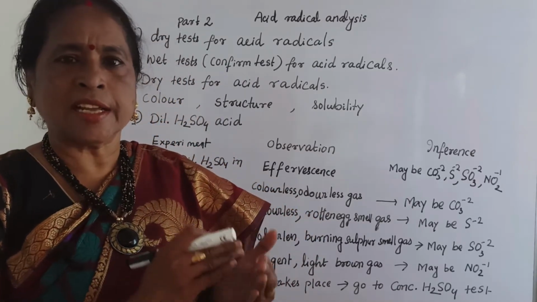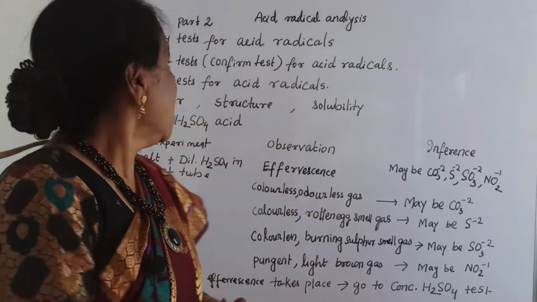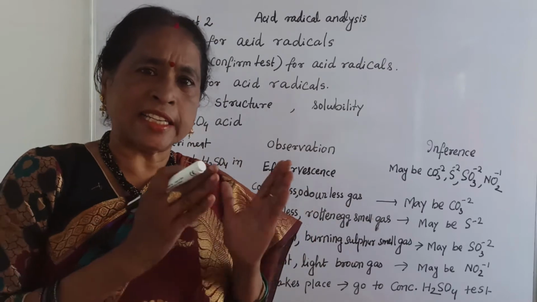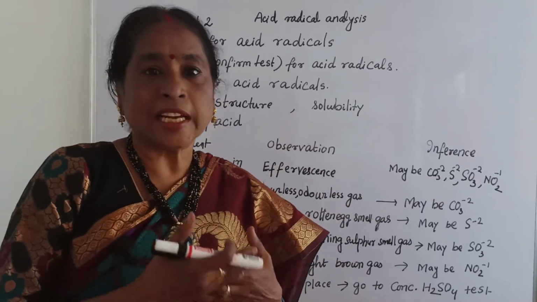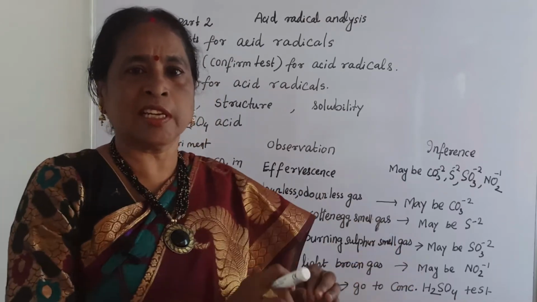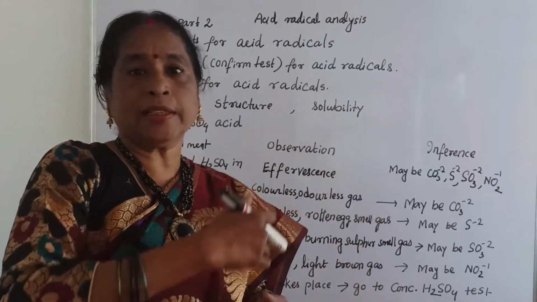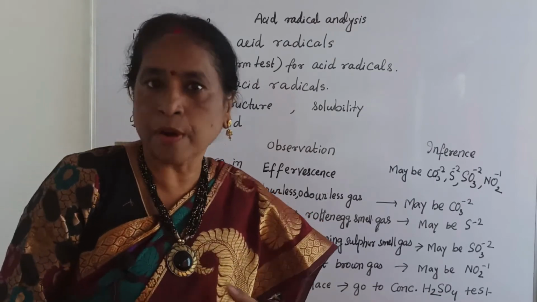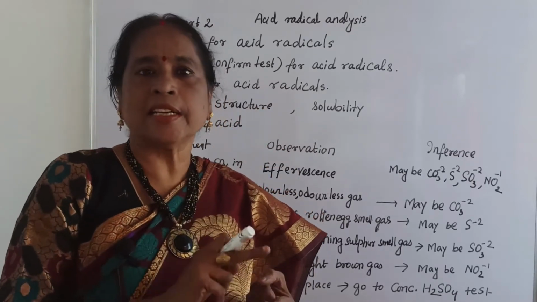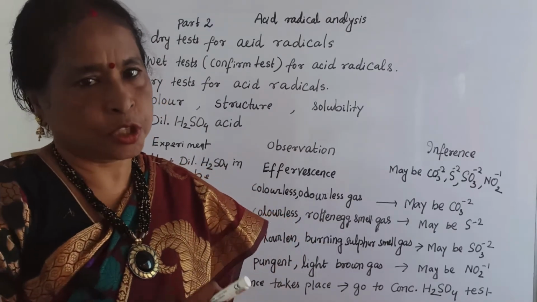For acid radical analysis, there are two tests, one is dry test, the other one is wet test. Dry test and wet test, what is the meaning? In the dry test, the observation you get may or may not indicate that radical. It is not 100% sure that the acid radical is chloride, bromide or carbonate. But after that, when you do the wet test, that is called the confirmatory test, we should confirm that the acid radical must be present in our given salt.